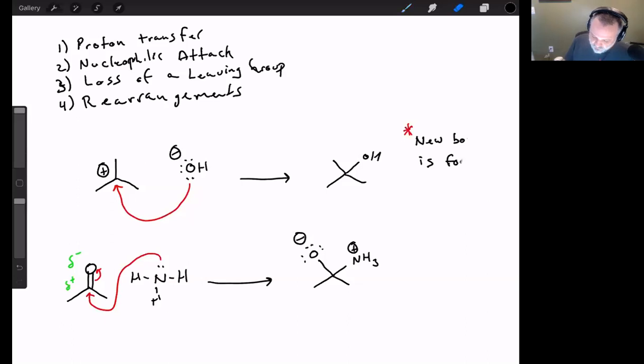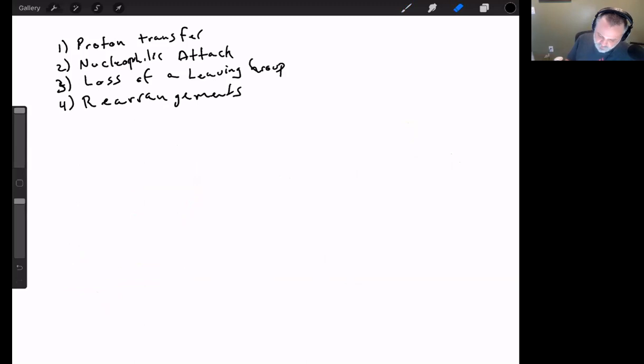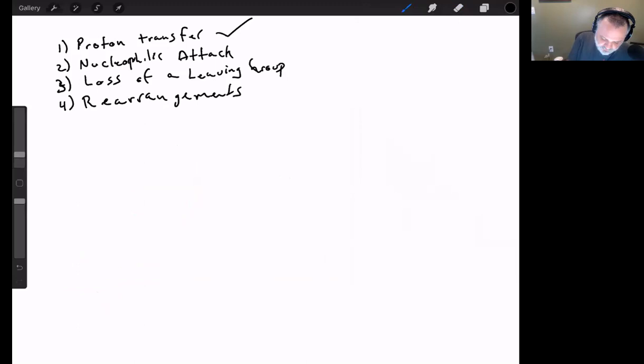All right, cool. So at this point, what we've done is we've talked about 2 different things. We've talked about proton transfer and we've talked about nucleophilic attack. And so the next thing that I want to do then is talk about loss of a leaving group. Loss of a leaving group is what makes, oh, let me back up a second. I did miss something with nucleophilic attack, so let me uncheck that and let's do one less little bit.